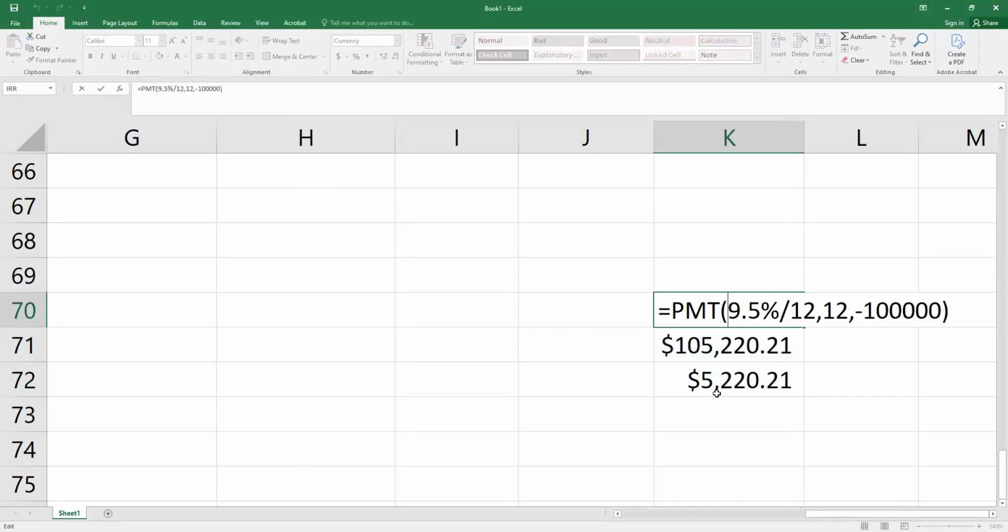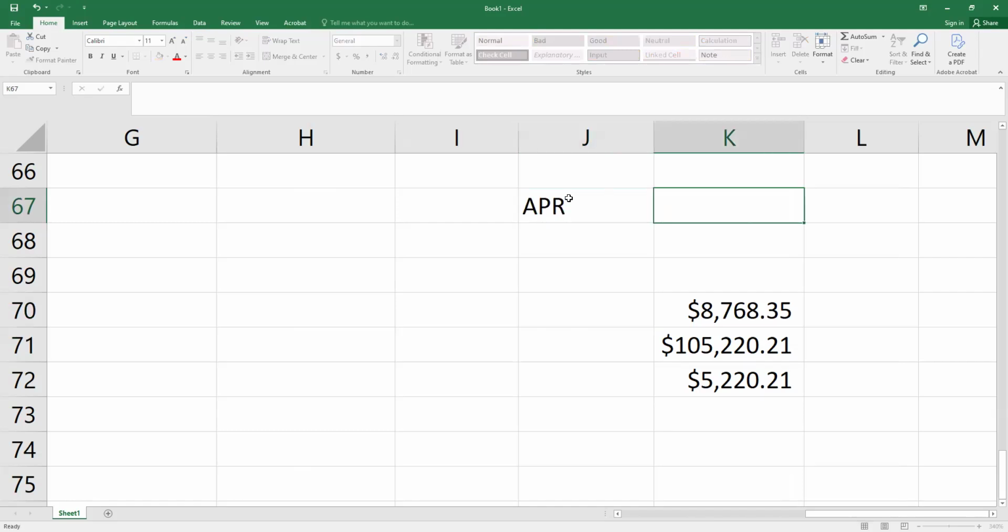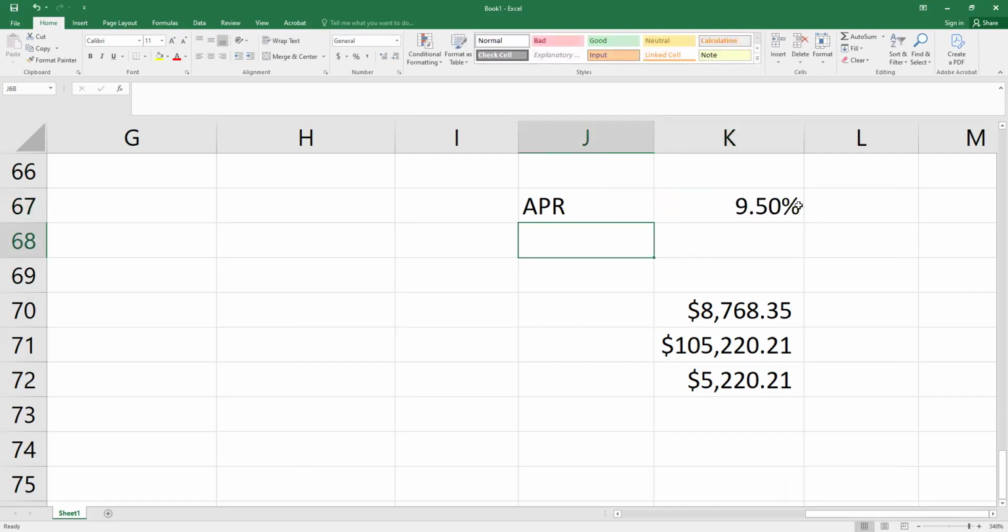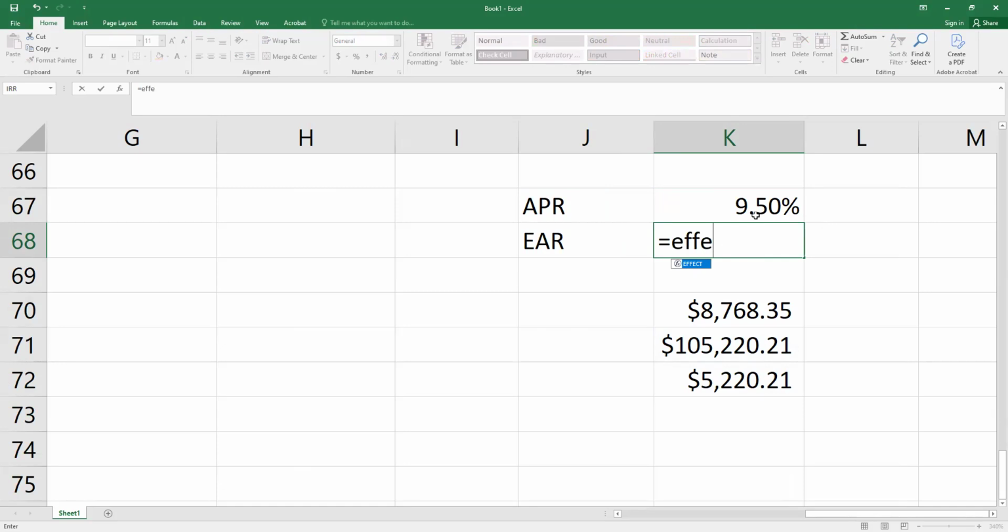Yeah, it's PMT. Explain the logic behind the effective interest rate and the annual interest rate, and why the actual interest rate is higher, 9.9. Actually, APR is 9.5%, which is the quoted rate, annual percentage rate. And we have the effective annual rate. What is the difference between this and this?